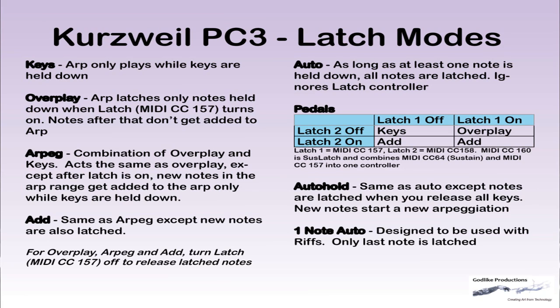Additionally, you could assign one foot switch to sus latch, which is sustain latch, controller 160. Doing this makes the foot switch act as a sustain pedal when ARP is off and as a latch pedal when ARP is on. So if you need to use your sustain pedal while you're just playing normally and then you want to use it as a latch pedal, use number 160, because it means that your foot pedal will act both as a sustain pedal when you need it, and as a latch pedal when you're arpeggiating. So Kurzweil have done a really nice job with this controller in terms of playability, in terms of using it live.